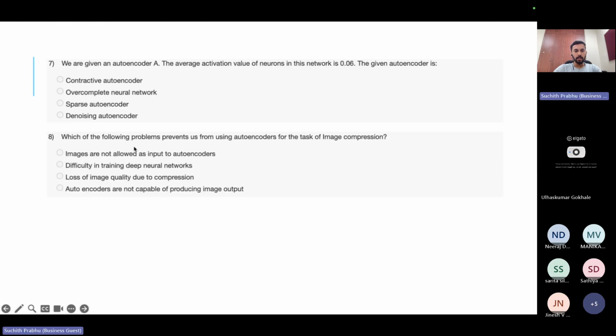So which of the following problems prevent us from using autoencoder for the task of image compression? Images are not allowed as input to autoencoders. Difficulty in training deep neural networks, loss of image quality due to compression. Autoencoders are not capable of producing image output.